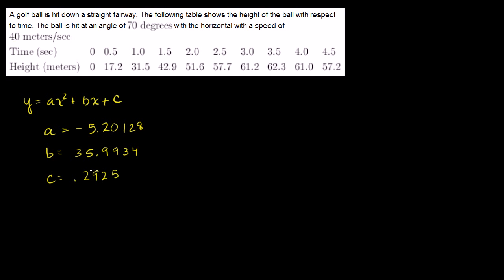0.2925, which is interesting because before I did this problem, I actually figured out what this quadratic would be in a vacuum. I just used some of the physics principles. If you didn't have air resistance, this number would be -4.9. This number I think turned out to be something like 37, and this number was 0 because you start at the ground.